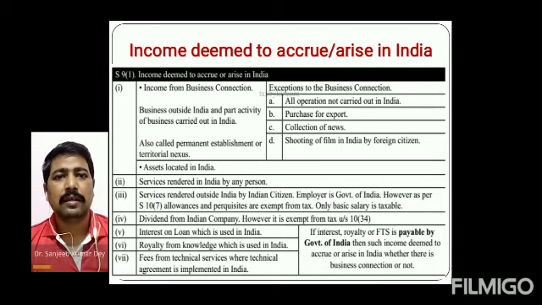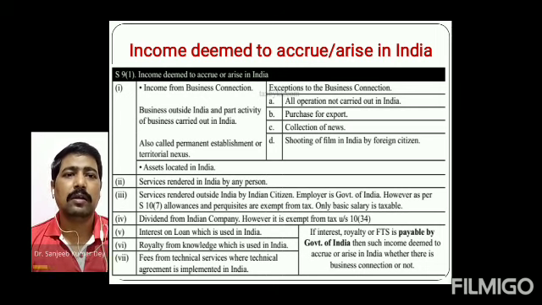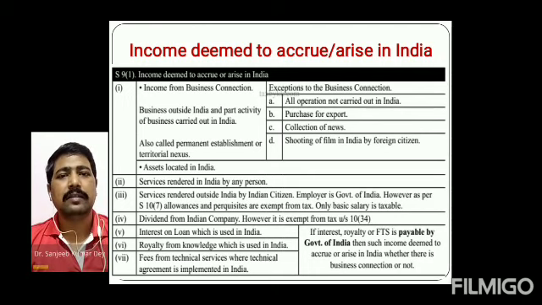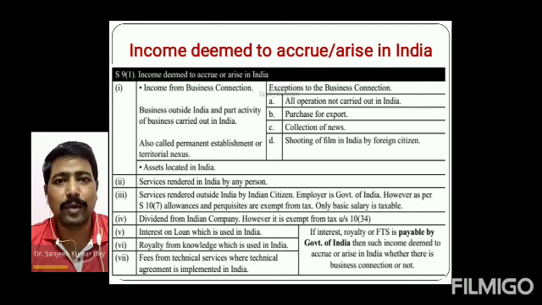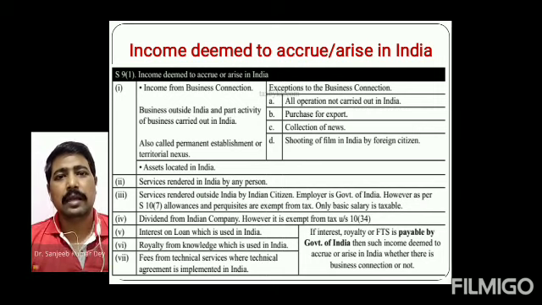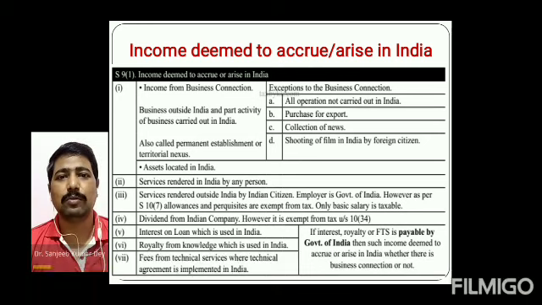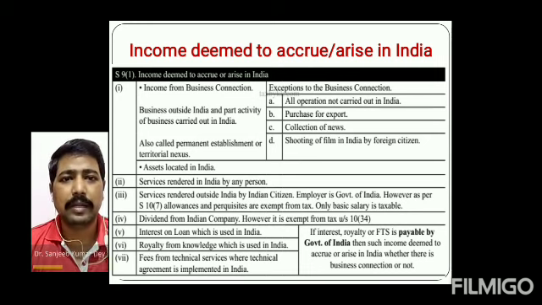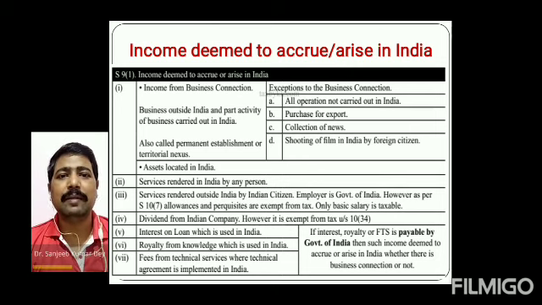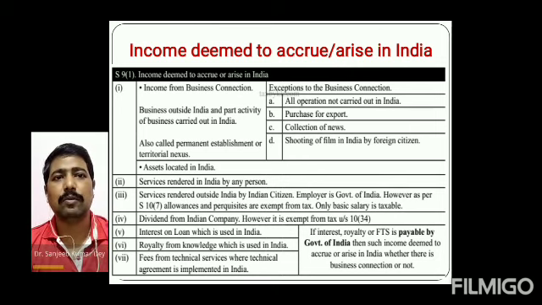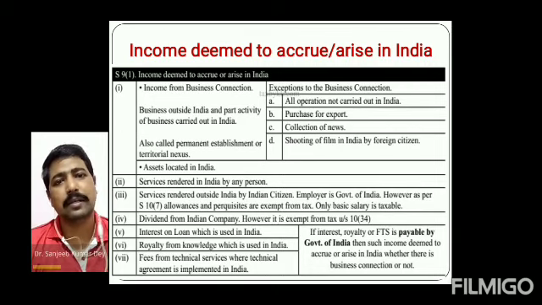Services rendered outside India by an Indian citizen whose employer is the Government of India: any income paid by the Government of India to that person is also considered income deemed to accrue or arise in India. However, as per Section 10(7), any allowances or perquisites given to those employees by the Government of India are exempted. Similarly, dividend paid by Indian companies also accrues or arises in India; though it is exempted, it comes under income deemed to accrue and arise in India.